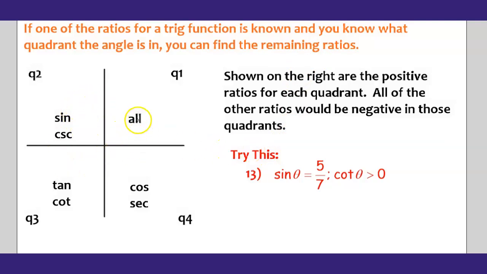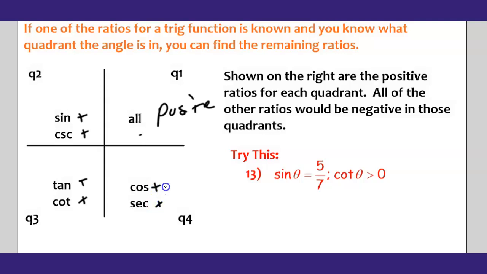This right here represents the quadrants. In the first quadrant, everything's positive: positive x, positive y. Over here, only sine and cosecant are positive, because sines are your y values. Over here, tangent is positive, cotangent is positive, because sine and cosine are negatives, and negative over negative is positive. This is y over x, and this is x over y. And down here, cosine is positive, secant is positive.